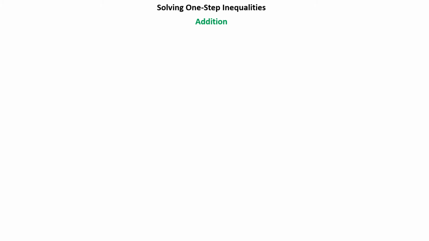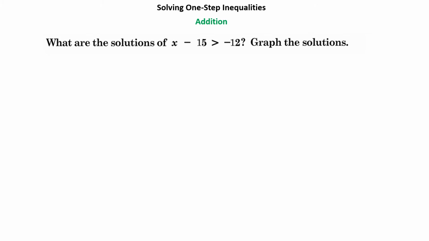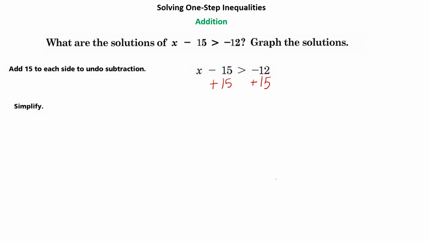Okay, let's look at another example of solving a one-step inequality using addition. What are the solutions of x minus 15 greater than negative 12? We're going to take the inequality and, to isolate that x, we have to undo the subtraction by adding 15 to both sides. I'm going to add 15 here and here, and then simplify, so the 15s go away. You're left with x is greater than negative 12 plus 15, which gives you 3.